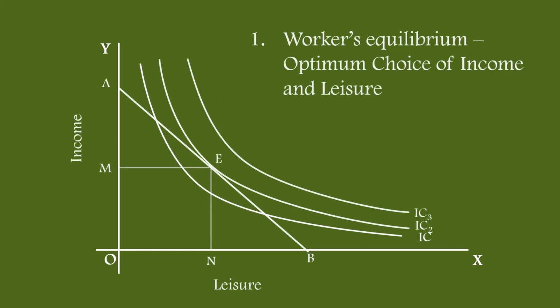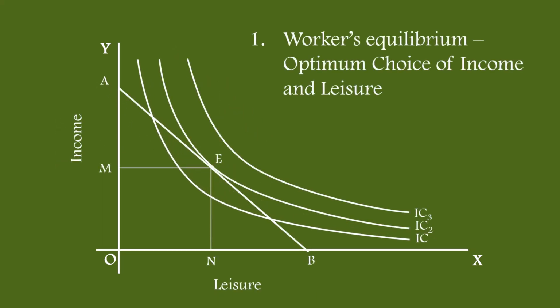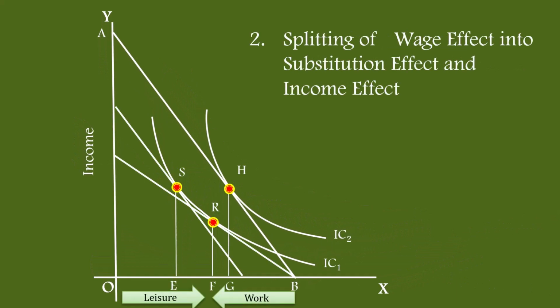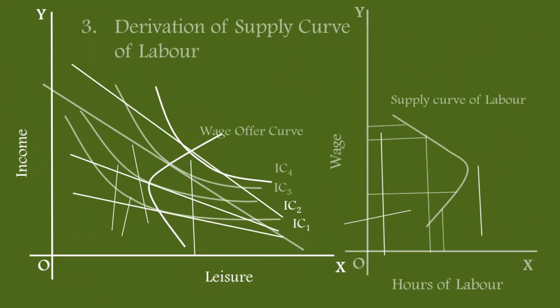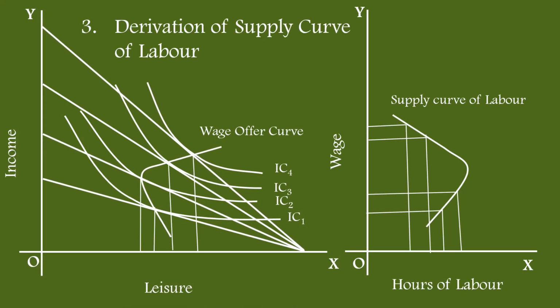1. Workers' equilibrium: optimum choice of income and leisure. 2. Splitting of wage effect into substitution effect and income effect. 3. Derivation of supply curve of labor.